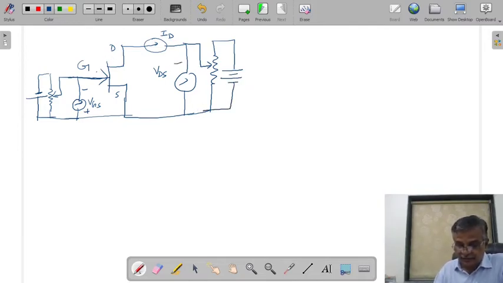Here I am connecting plus, here minus. This is your N-channel FET. We have seen electrons going like this, so current will flow in the opposite direction. So I am showing it in this way.